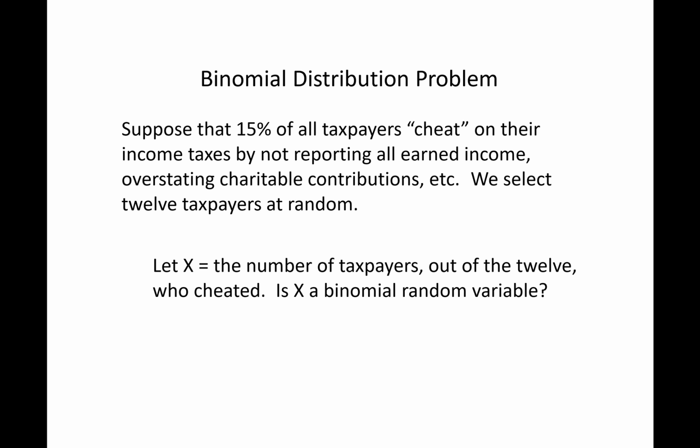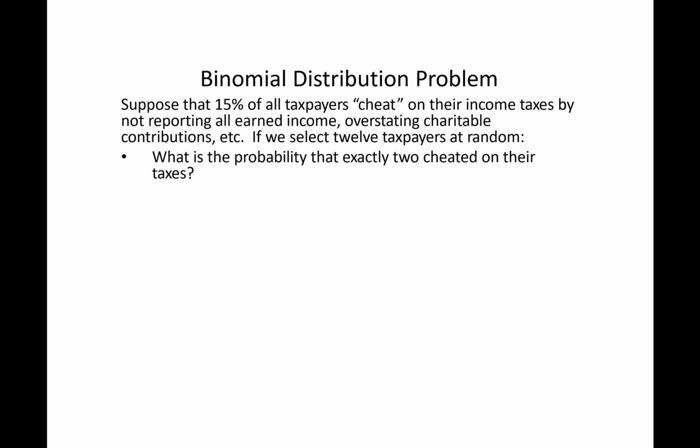And finally, we have to have that the trials are independent of each other, and that's something that's actually difficult to verify, but I think it's reasonable to assume that how one taxpayer behaves does not affect another taxpayer. So we're going to go ahead and use the binomial distribution for this problem. So let's look at the first problem. What's the probability exactly 2 cheated on their taxes? And we're going to do this the old-fashioned way.